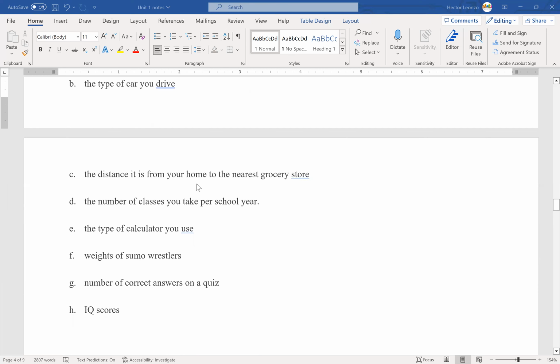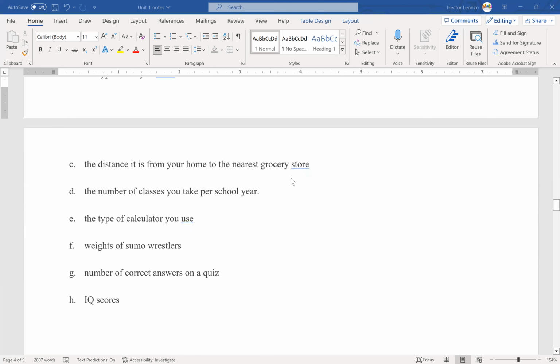The distance from your home to the nearest grocery store. Okay, now this one honestly could be either one. I could go qualitative, because I can say the distance to the nearest store is far or near, right? I'm separated into categories. So that would be qualitative, but it could be quantitative as well. Now, because on quantitative, can I answer that in decimals or fractions? All right, in your case, to the nearest grocery store.